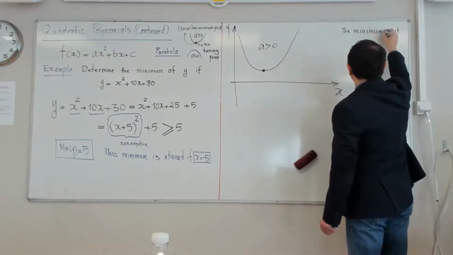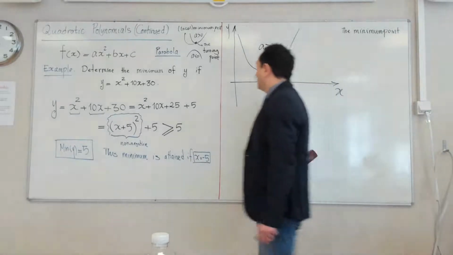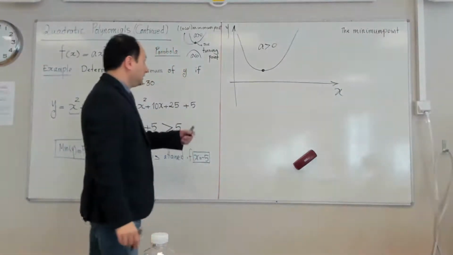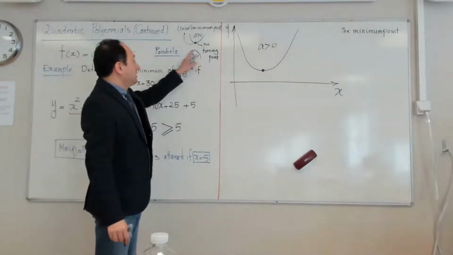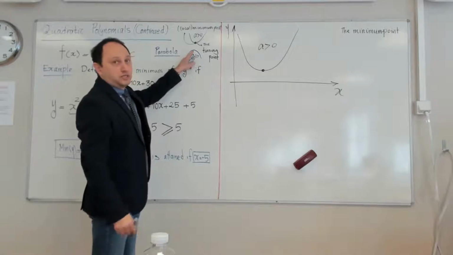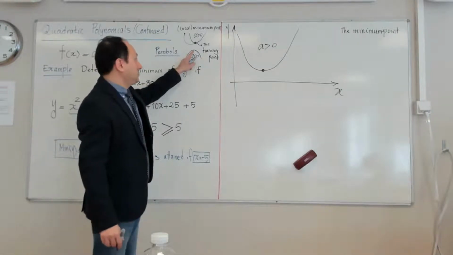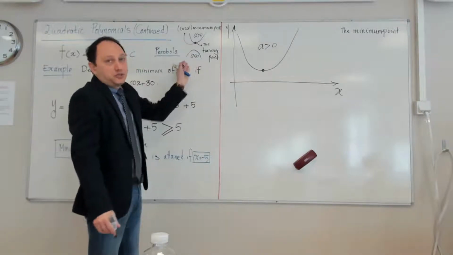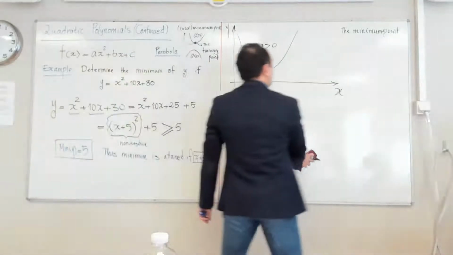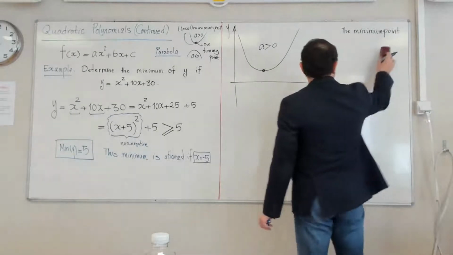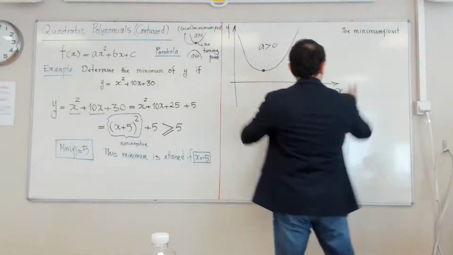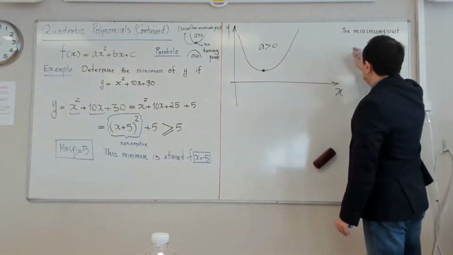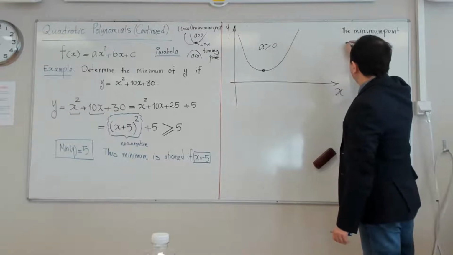This is probably the best name for it. The turning point, this one is a maximum, but this is also a turning point, yes? Because it goes up and then suddenly turns back down. So that's also a turning point, yes? So turning point has two. This is the minimum point, which would be better, but you can also call it the turning point.